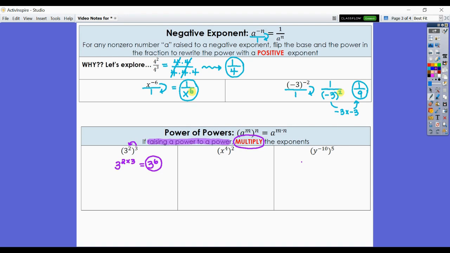X to the 4th raised to the 2nd power: the exponent outside of the parentheses gets multiplied to our exponent inside. 4 times 2 gets us 8 as an exponent on our base of x.